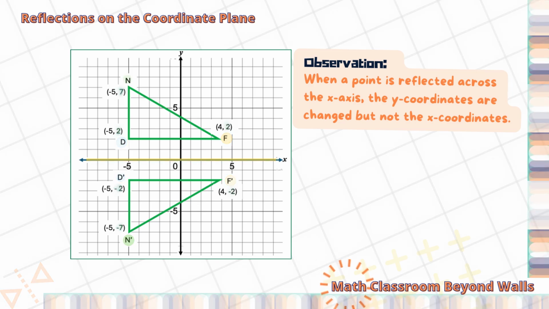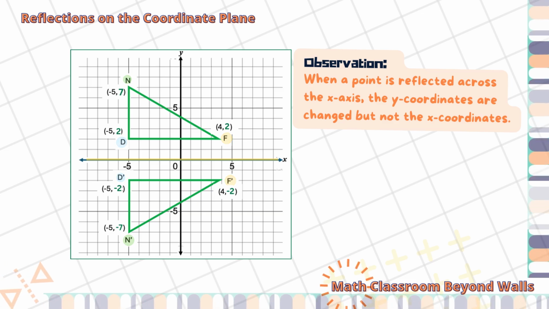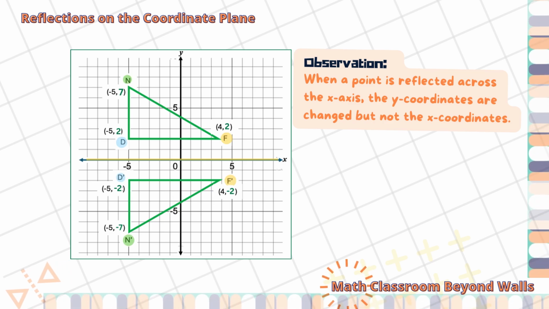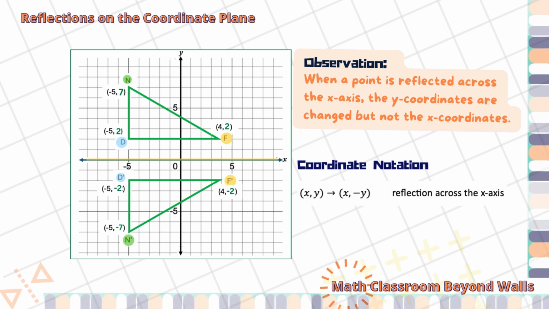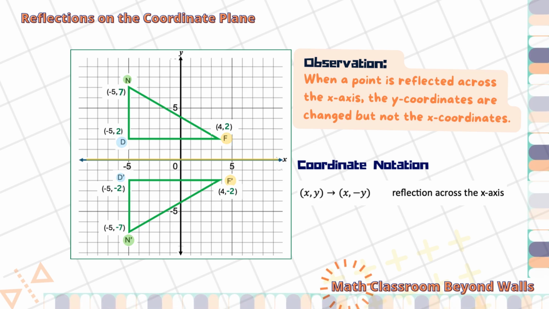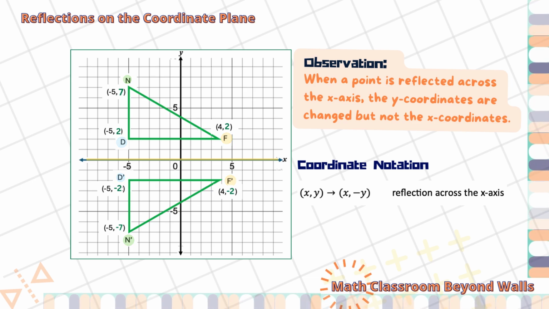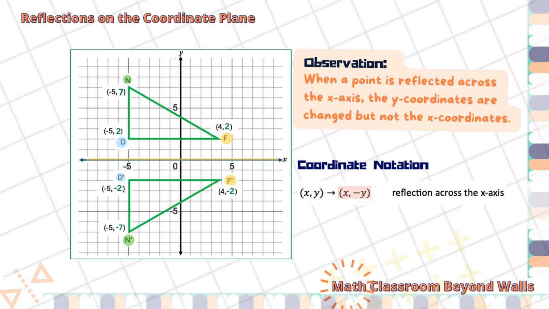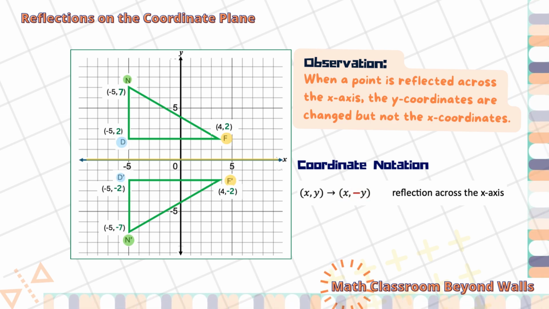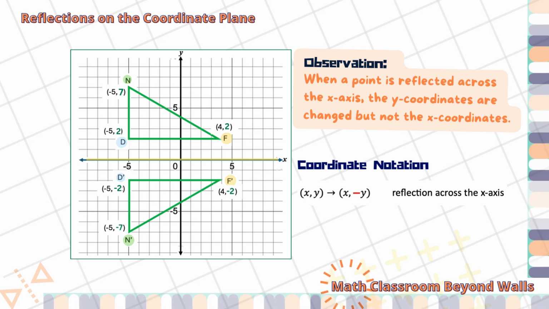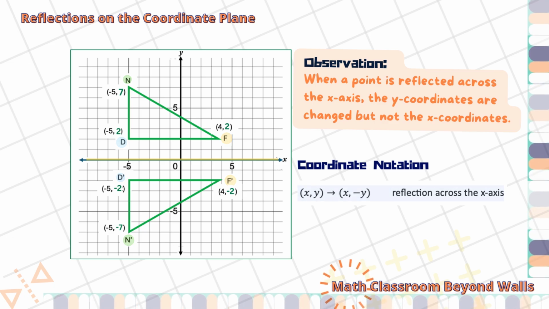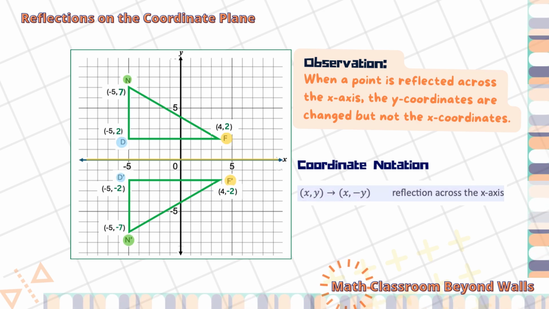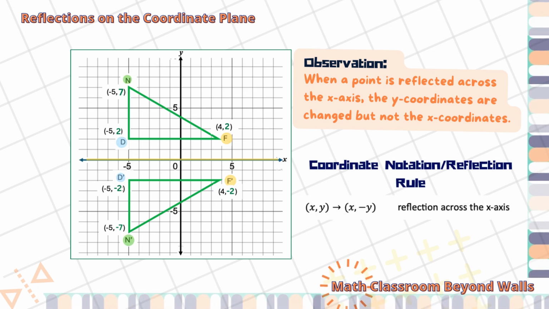From here, we can get the coordinate notation for this type of transformation, which is a reflection across the x-axis. Here is our coordinate notation. That is, after the reflection across the x-axis, a point (x, y) of the preimage becomes (x, -y) on the image. The negative indicates a change in sign. This is the transformation rule for the reflection across the x-axis. We can also call this the reflection rule across the x-axis.